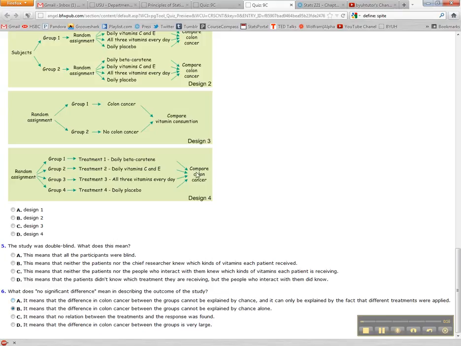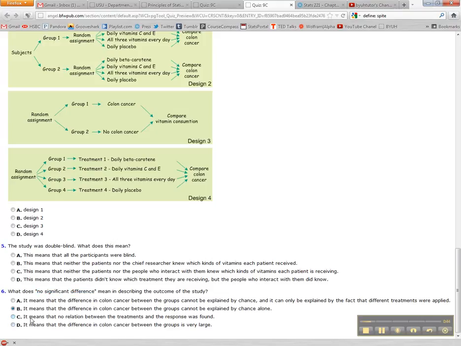So the study is comparing colon cancer, right? After 4 different treatments, we compare colon cancer. So it says, what does no significant difference mean? We can cancel D because it says it means that the difference in colon cancer between the groups is very large. That's not true because that's completely opposite from saying no significant difference, right? Saying there is a significant difference is what you'd be saying if the difference is very large.